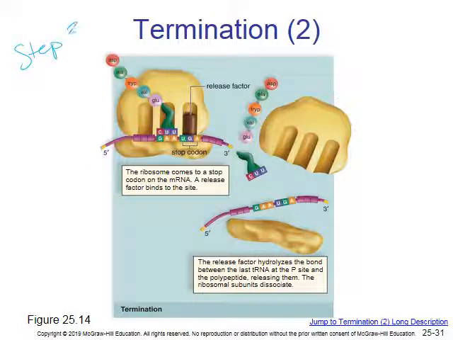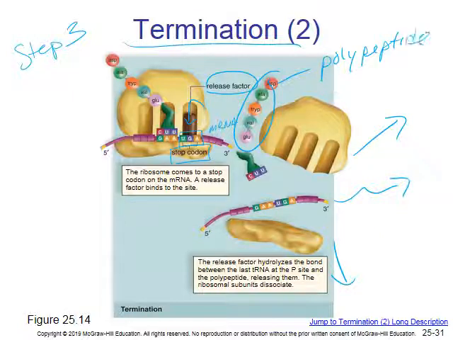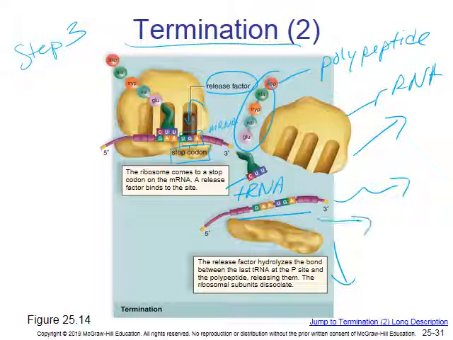Finally, we're at step 3, which is termination. When we get to the stop codon on the messenger RNA, we're going to have a release factor that's going to bind, and that release factor is going to cause the release of all of these components. And now we have our messenger RNA that's released, we have our polypeptide that's released, we have our ribosomal RNA, and our transfer RNAs. Basically, this process is complete. We read the gene and we made the protein.